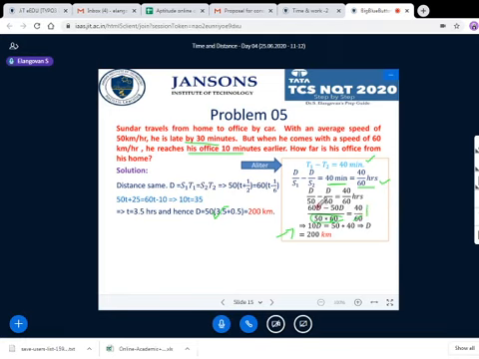So 60d minus 50d is 10d. 10d by 50 is equal to 40. So 10d is equal to 50 into 40. Distance is equal to, I am just cancelling a 0 here. So 1d is equal to 5 into 40, that is nothing but 200 kilometers. This is an easier way. But when we go with the conventional way, it is easy.